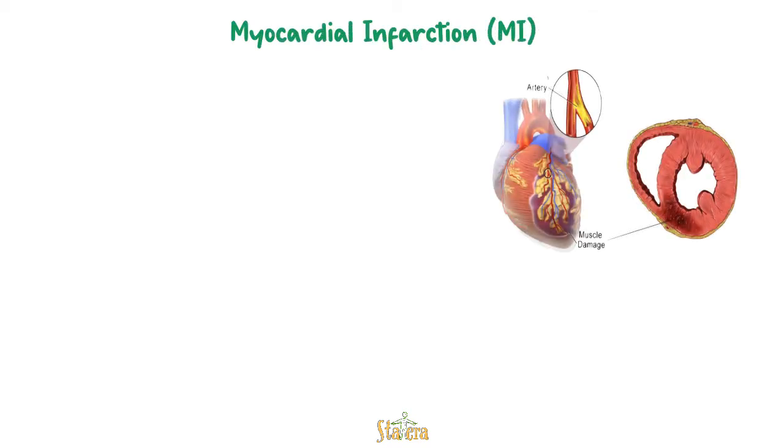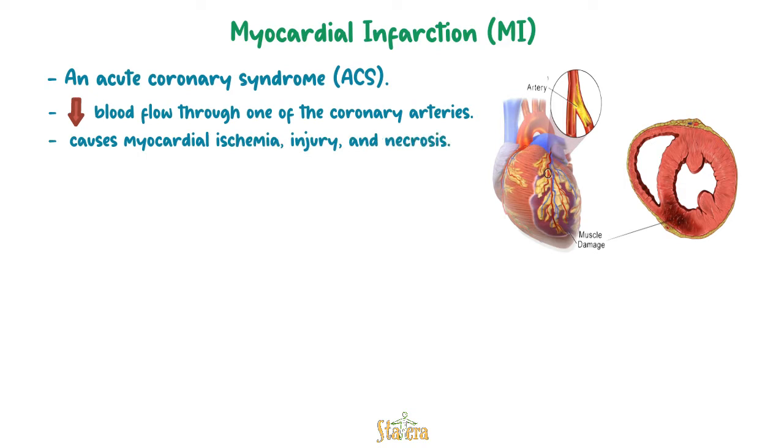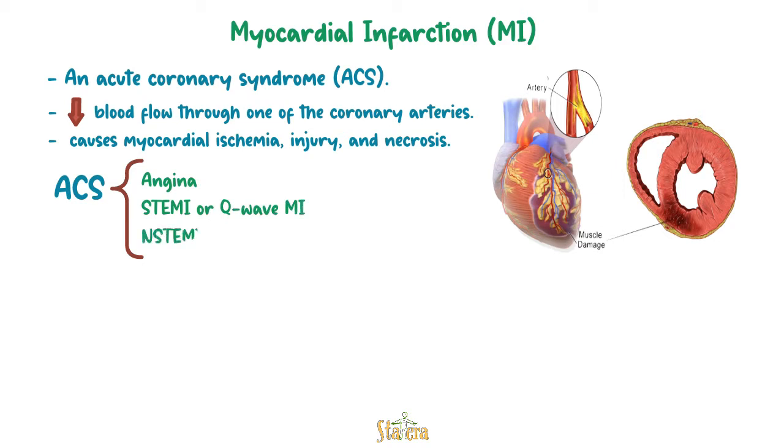Myocardial infarction, an acute coronary syndrome, results from reduced blood flow through one of the coronary arteries. This causes myocardial ischemia, injury, and necrosis. ACS is an umbrella term that covers a range of thrombotic coronary artery diseases, including unstable angina, ST elevation myocardial infarction and non-ST elevation myocardial infarction.